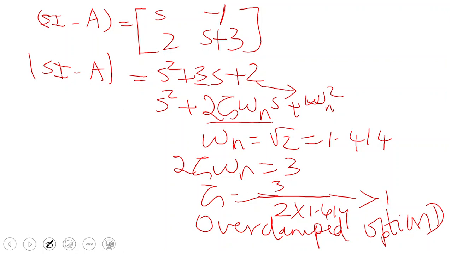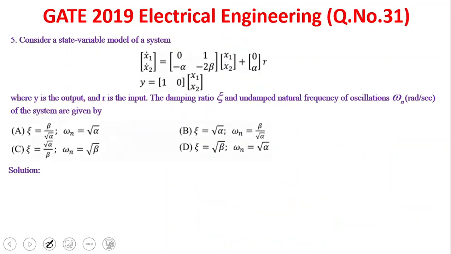Let's see how easy it is to solve problems of this kind. Let us see one more example. This is again a question based on the damping ratio. Instead of giving numerical values, they are given some alpha and beta. Whatever be the case, we have to use the same fundamental rule. This is matrix A, this is matrix B. They are asking for the damping ratio and undamped natural frequency. In the previous question they asked whether it is underdamped, critically damped, overdamped or undamped. Now they are asking for the exact values.